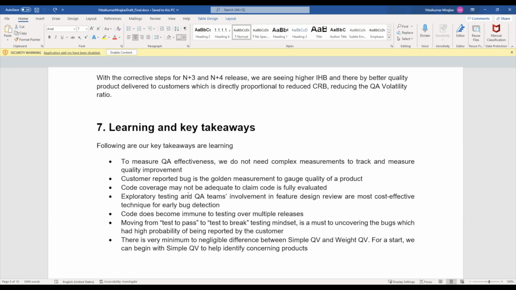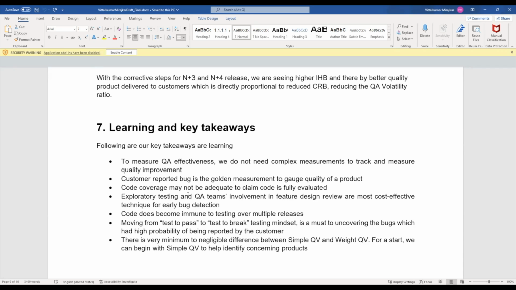Another major attribute that we've uncovered for effectively detecting bugs is automation. Yes, it's very much required for regular sustenance releases, but the true key to finding early bugs is exploratory testing, much before they are coded into the system. And through feature review, we have been able to cut down a lot of bugs that were uncovered. This was a great learning for us.